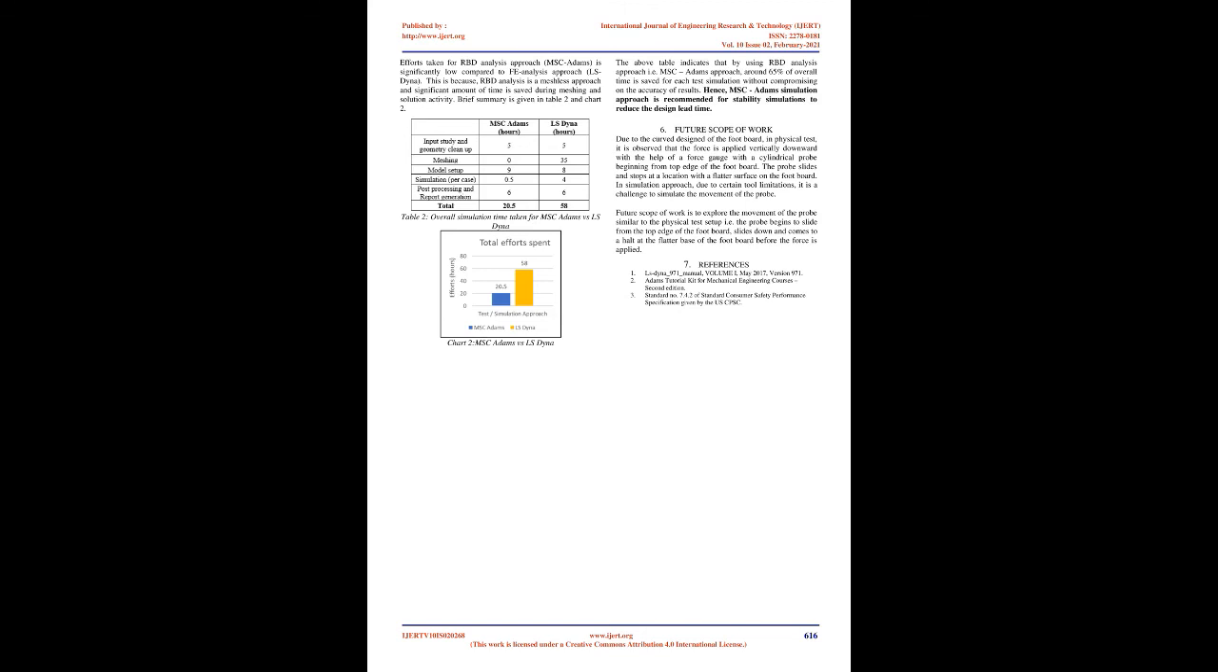Future scope of work. Due to the curved design of the footboard, in the physical test, it is observed that the force is applied vertically downward with the help of a force gauge with a cylindrical probe beginning from the top edge of the footboard. The probe slides and stops at a location with a flatter surface on the footboard. In the simulation approach, due to certain tool limitations, it is a challenge to simulate the movement of the probe. Future scope of work is to explore the movement of the probe similar to the physical test setup, i.e. the probe begins to slide from the top edge of the footboard, slides down and comes to a halt at the flatter base of the footboard before the force is applied.